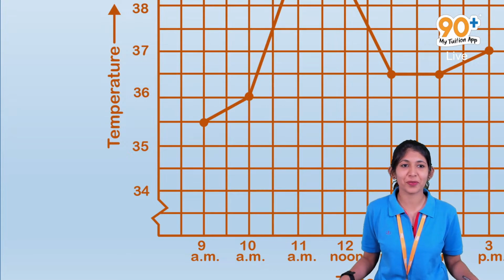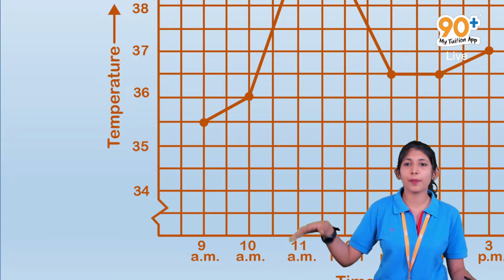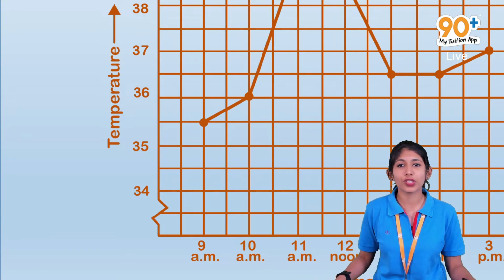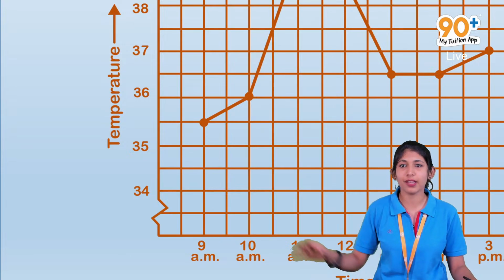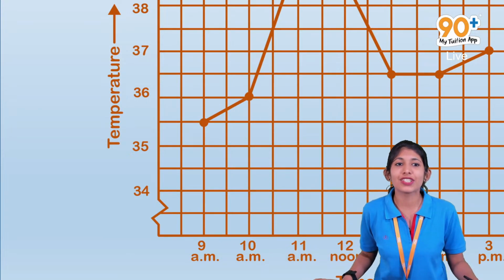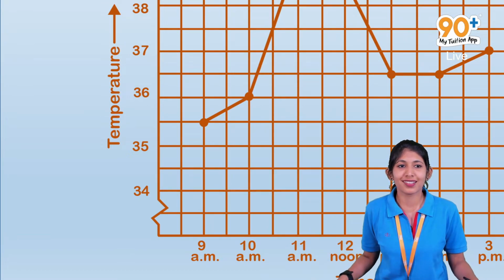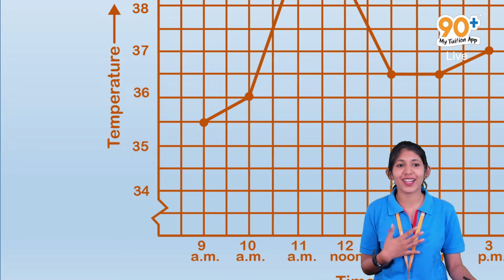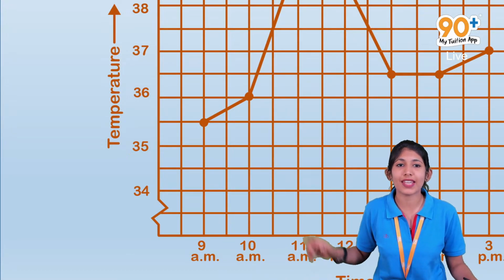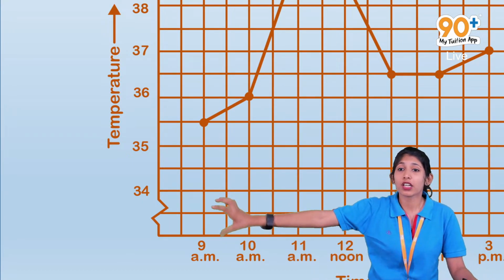A person's body temperature in degrees Celsius is usually 36, 37. That is a normal person's body temperature. Yes, it varies, 34 to 39. Yeah, 37.5. So that's why we have put a kink or a jagged line in the beginning, to show that we are not starting from 0.